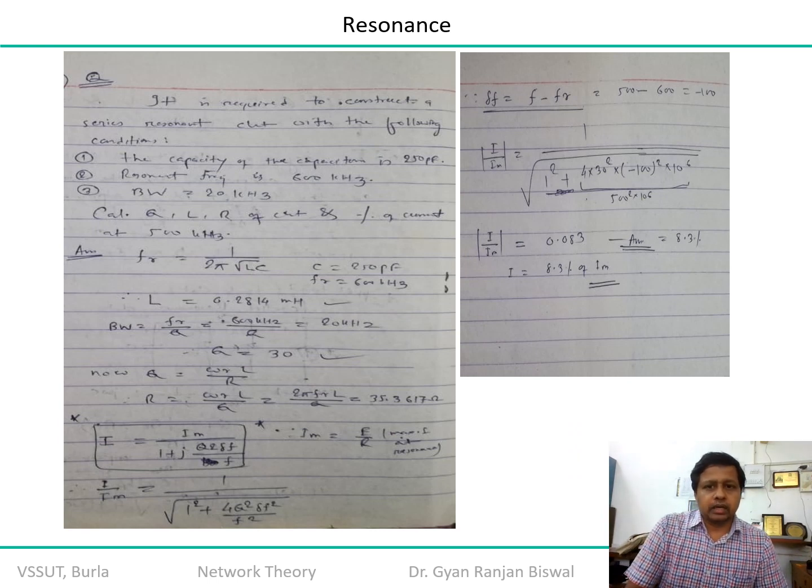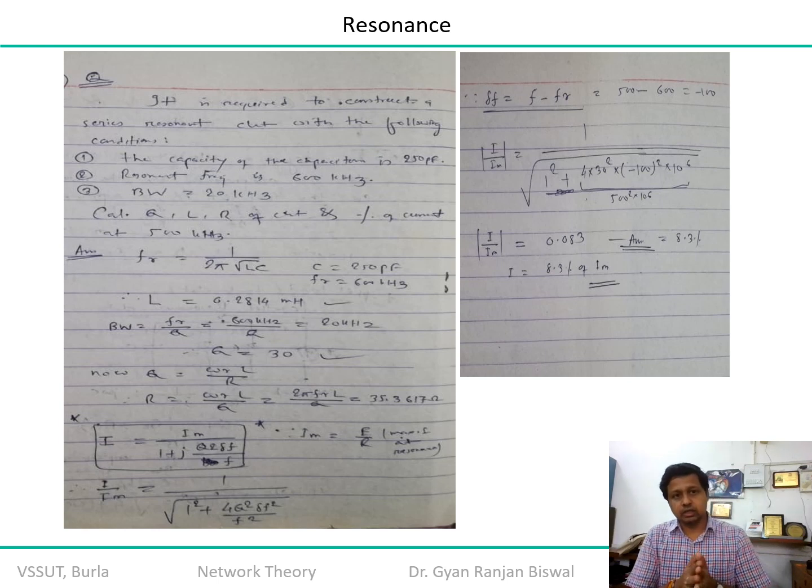One more interesting problem. I would give you 5 minutes of time. You go through this particular problem. The problem is that it is required to construct a series resonance circuit with the following conditions. The capacity of the capacitor is 250 picofarad. You cannot take more than that. Resonant frequency should operate at 600 kilohertz, and the bandwidth to retain the required amount of quality factor, remember, you have to calculate in this problem. The amount of bandwidth is given, that is 20 kilohertz. You cannot take more than that. That is fixed. So again you can apply. I hope that I will give you 5 minutes of time. You will be able to solve.